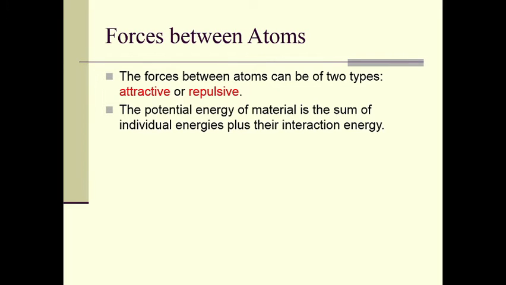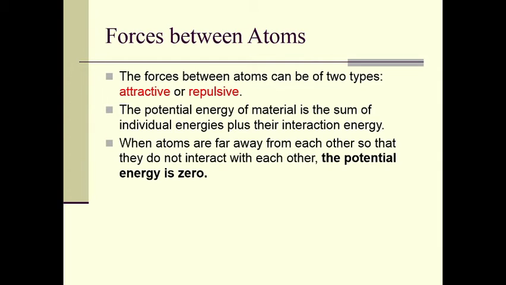The potential energy of a material is the sum of individual energies plus their interaction energy. So each atom has an individual potential energy. When two atoms come closer, the potential energy of the molecule is the sum of the individual energies of the two atoms plus their interaction energy. Due to the interaction, there is a change in the energy, and therefore the potential energy of the material or the molecule is different from the sum of the individual atoms, right.